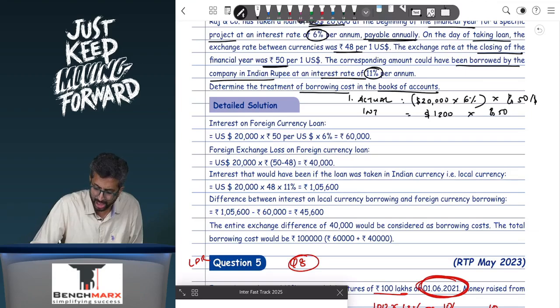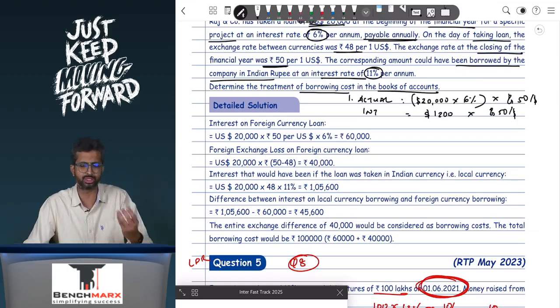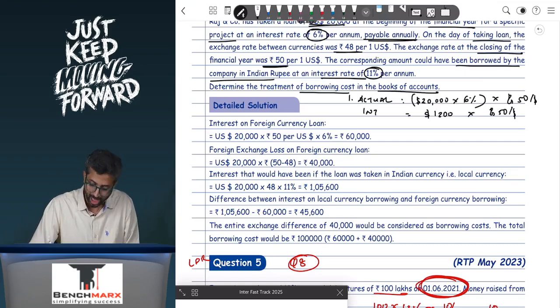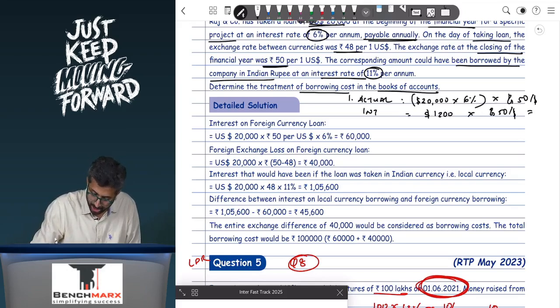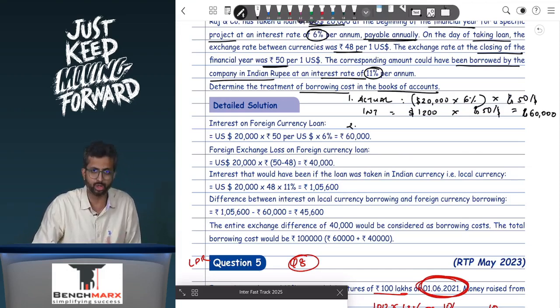AS11 tells you that you will take the exchange rate prevailing on the date of the transaction. Transaction is happening at the end of the year, and hence you will be paying, for example, rupees, I think 60,000 if I am not wrong. 1,200 into 50 will be 60,000. So this will be, let's say, rupees 60,000. That is my actual interest. This should be capitalized if I am incurring this for a qualifying asset.